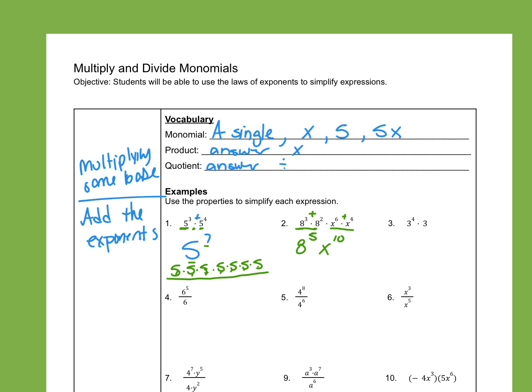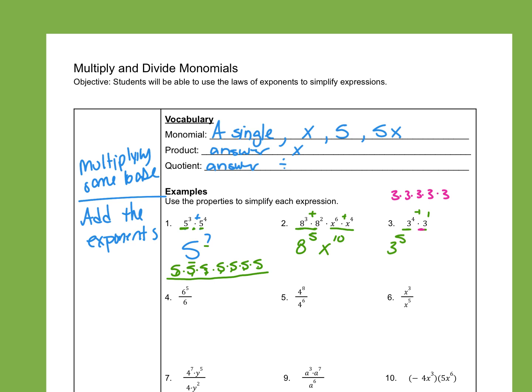Number 3, we've got 3 to the 4th, and then another 3. We need to remember that every number has an exponent. So if it's not written, it's a hidden 1. So then when we add those exponents, we're really doing 4 plus 1, which would be 3 to the 5th. Or again, if we were to write that out, there's 3 to the 4th. Looks like this. Then we have times that one more 3, and we can see that it's 3 to the 5th power.